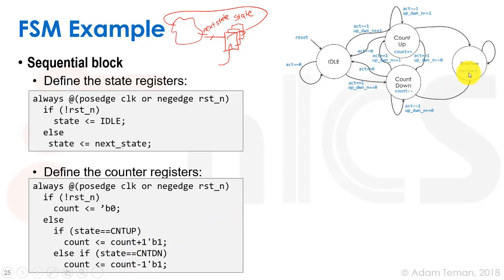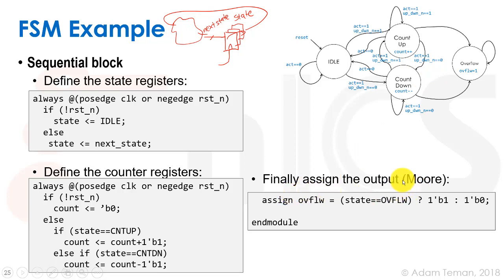One thing left is this overflow signal. In all these three states, I didn't draw it on the picture, overflow is 0. Only in the overflow state, overflow gets 1. That's purely combinational. It's dependent only on the state, and it doesn't depend on the clock. So in a Moore machine, we assign overflow equals: if state equals overflow, then output a 1, else output a 0. And that's it. We hardwired the condition for a 1 output on our overflow.